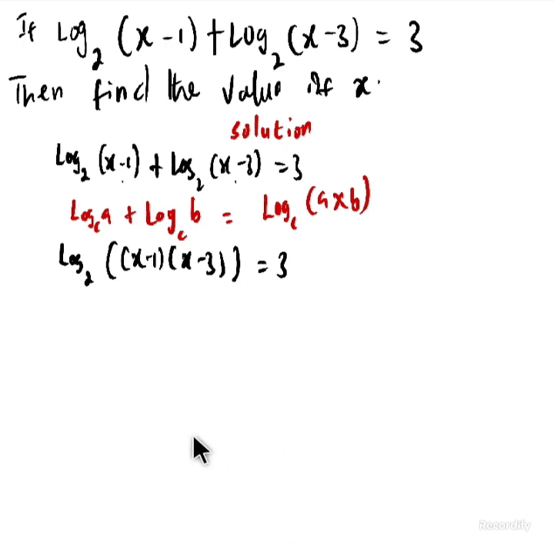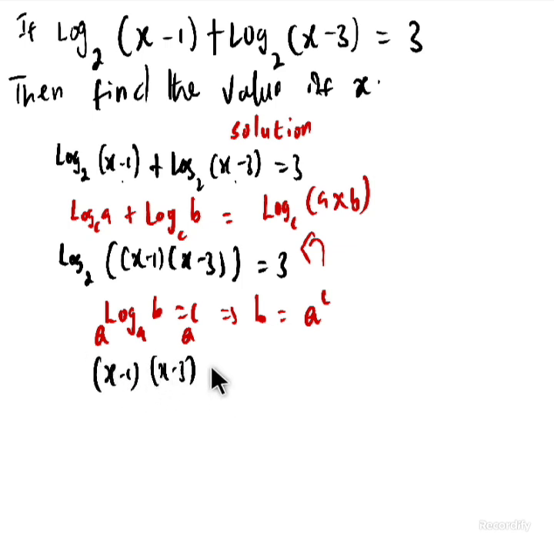All right, then also remember that if you have a logarithm base a of b equals c, this implies that b will be equal to a raised to the power of c. That is, if you raise both sides to the power of a, you're going to have b equal to a raised to the power of c. So apply the same rule in this part. We're going to have (x minus 1) multiplied by (x minus 3) equal to 2 to the third power, which means (x minus 1) multiplied by (x minus 3) is equal to 8.